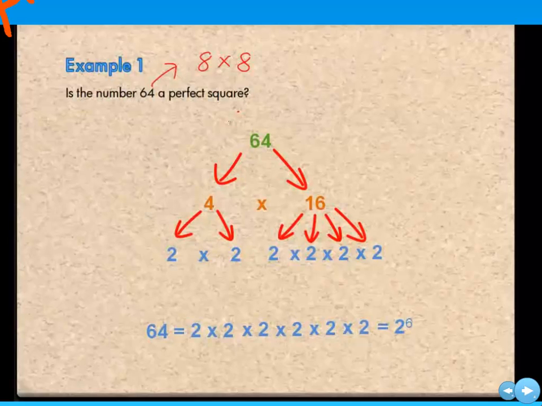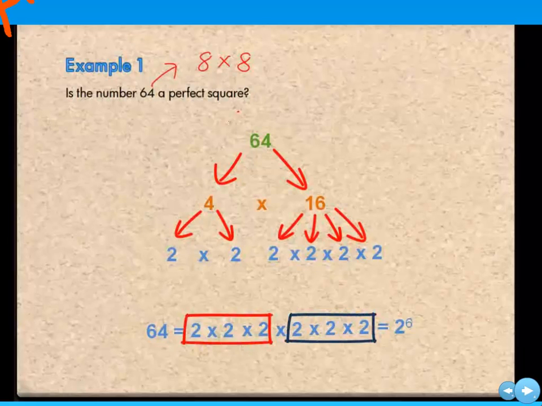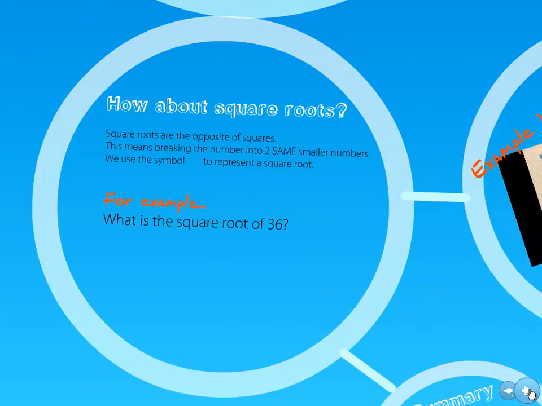So remember, we want to figure out if 64 is a perfect square. So we need to break our 6 2's into two even groups. Doing so, I get two groups of 3 2's, which is the same as 8 times 8. So therefore, because we can break 64 into two numbers that are the same, we know that 64 is indeed a perfect square.